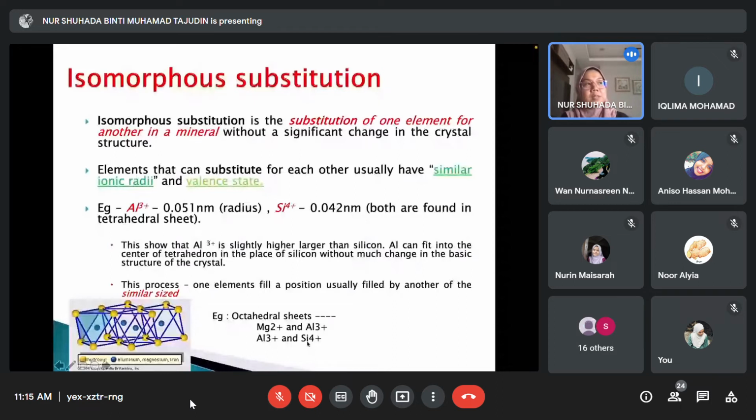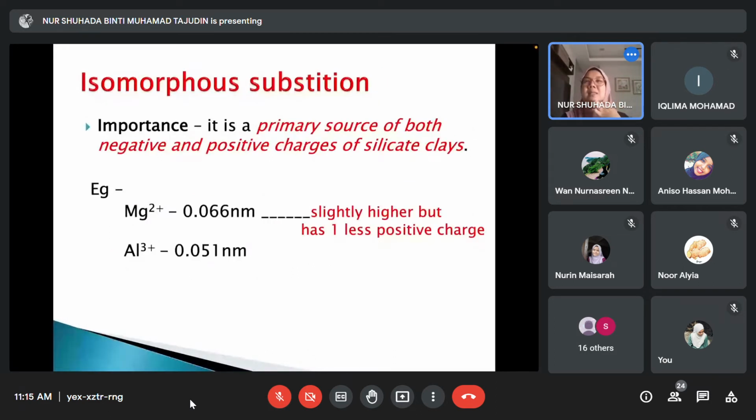Okay, for example, just now when I talked about pH dependence, it depends on the pH, meaning that it is due to your practices. But in most soils, the primary source of the negative charges is the substitution, what we call isomorphous substitution. So for example here, Mg can replace the Al3 plus.